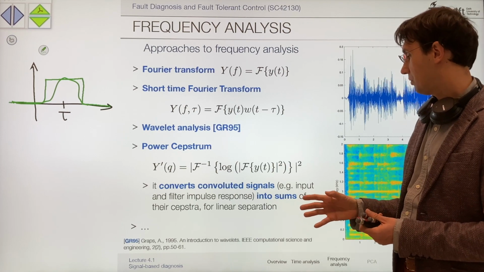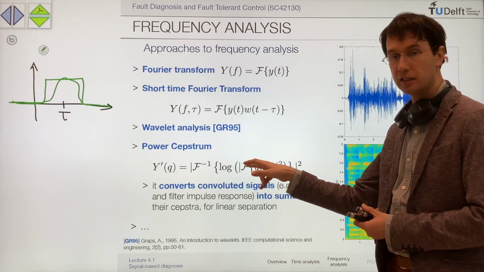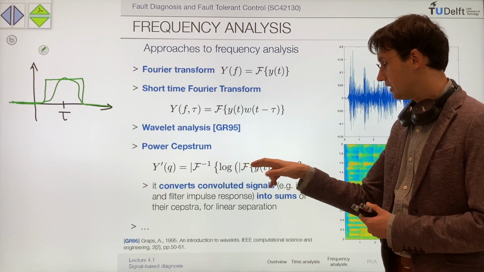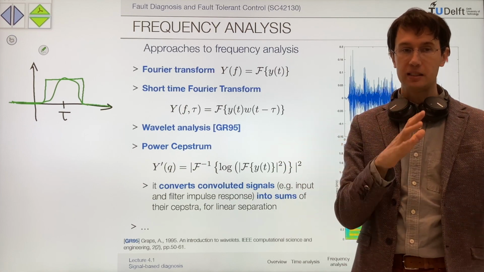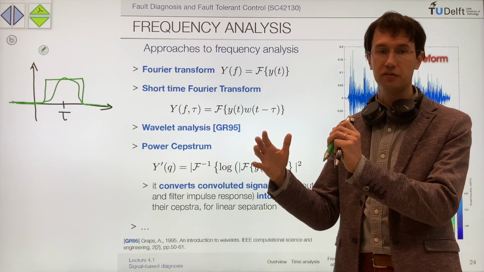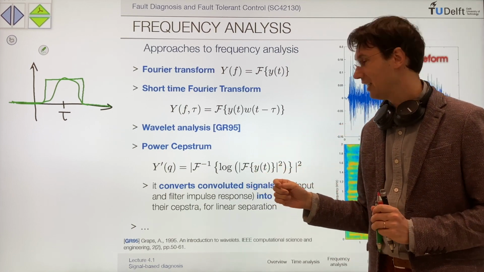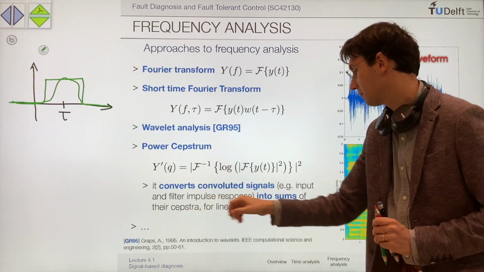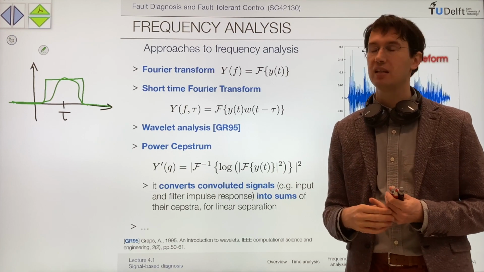And this is why this is happening, because we know that convolution in time domain is equal to product in frequency domain. So if we take the logarithm of these, then we are separating the product of the signal spectrum and the filter response into a sum. And then when we take this inverse, then we get the sum of the cepstra. And then it is easy to do a linear separation.